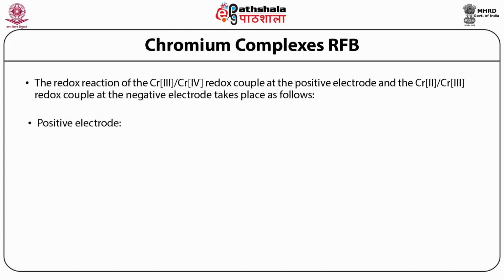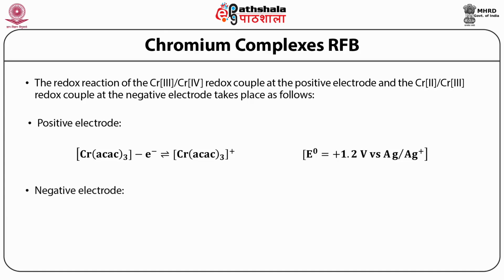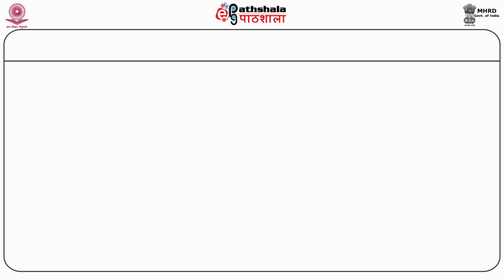At positive electrode, Cr(acac)3 minus an electron to give Cr(acac)3+ with E0 equal to plus 1.2 volts versus Ag/Ag+. At negative electrode, Cr(acac)3 gives Cr(acac)3- plus 1 electron, with E naught equal to minus 2.2 volts versus Ag/Ag+.